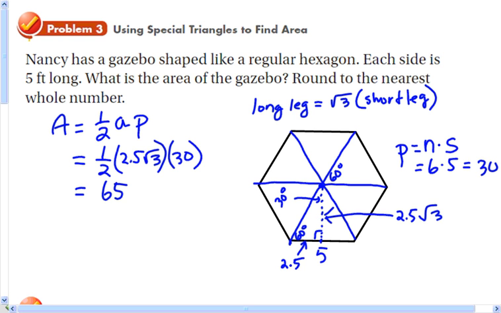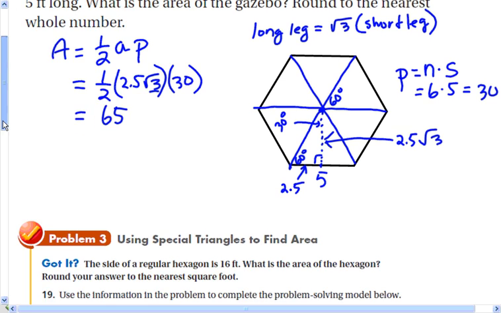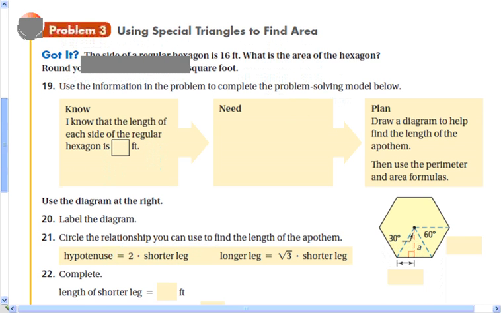Now be careful when you use your calculator. When you do the square root of 3 here, you have to close off that parenthesis to get it to calculate correctly. All right, so I'm going to let you try that. You can check back with your answers.